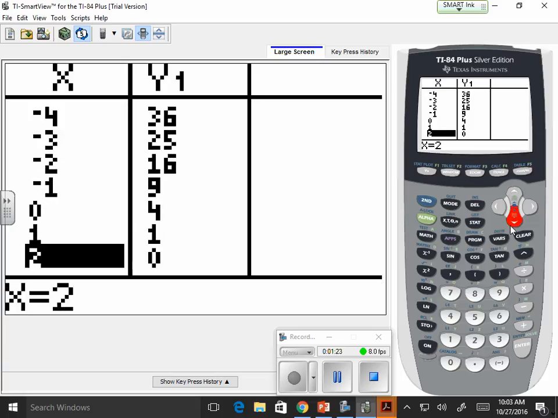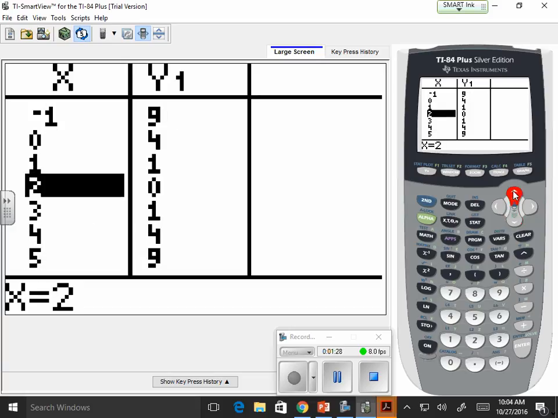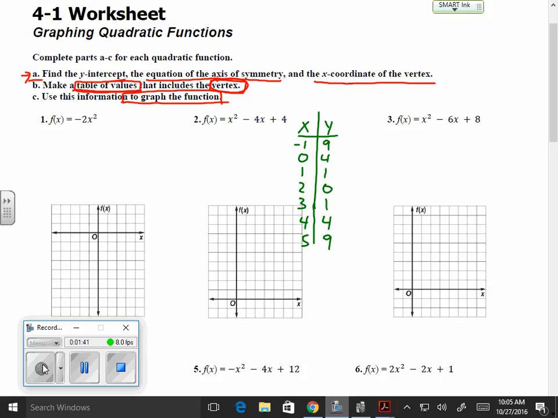I arrow down. I see that at that point I have symmetry in my y values, which means that 2, 0 is going to be my vertex. So I'll want to write this as my table of values. Now with my table of values, I can start to graph accurately my parabola. I'll first plot my points, then draw a smooth curve through the points.